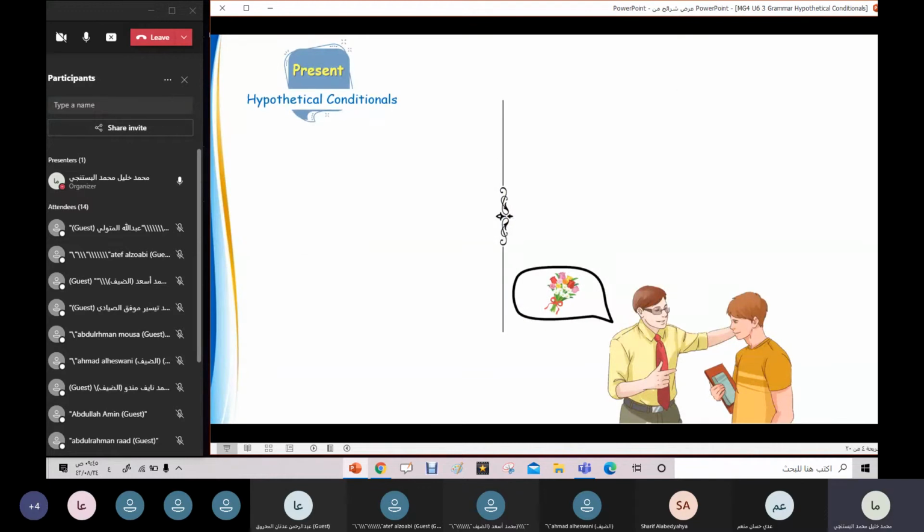Now, here we have the present hypothetical conditionals. We use them to talk about imaginary situations, imagined sentences. To talk about imaginary situations in the present refers to the present. Look at the sentence. Who can read the example?